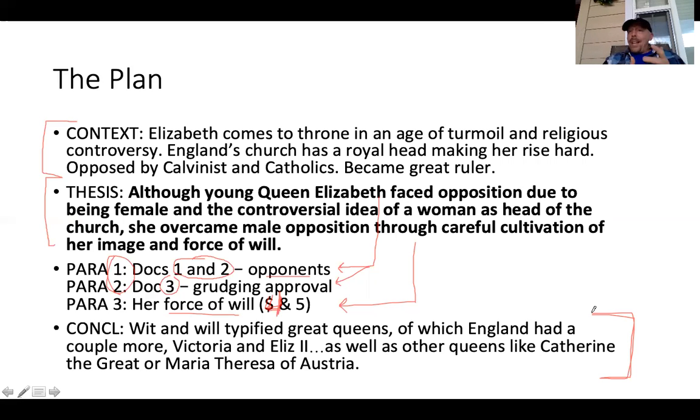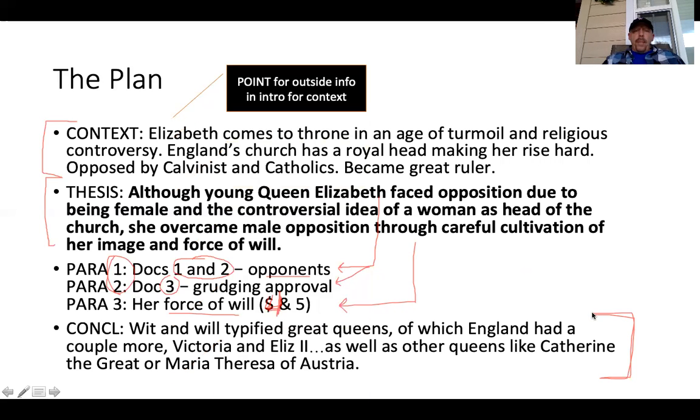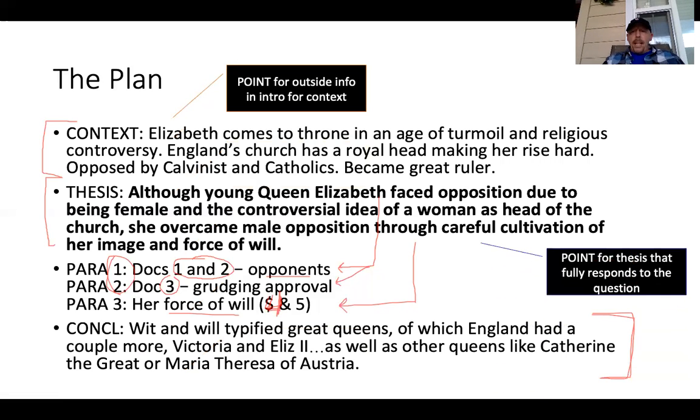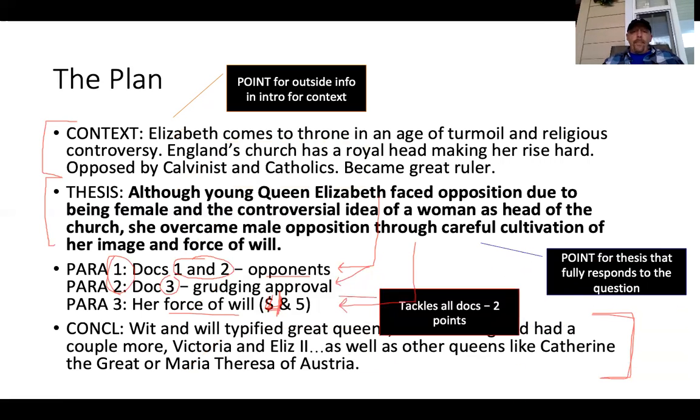Okay, and if I have time, I tack that on a conclusion. If I don't, I've got a 5 out of 6. So there we go. There's the plan. And I want to do one more thing with this then. First of all, we break down where the points are. We see we have the point for outside contact. We have the point for the thesis that fully responds to the question. That's why it's so important to analyze that question.